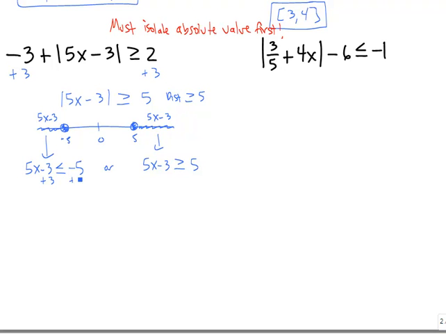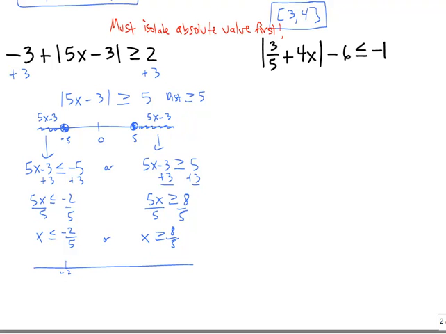So if we solve, we're going to add 3, divide by 5. So one tail piece is x less than or equal to -2/5. On the other inequality, we're going to add 3. So we get 5x greater than or equal to 8. So our second tail piece is x greater than or equal to 8/5. So on a number line, we'd have -2/5 with a closed circle, and we want all the x's less than or equal to that. And then we'd have 8/5 with a closed circle, and we want all the x's greater than or equal to that. So my two intervals would be (-infinity, -2/5] union [8/5, infinity). And there's my solution.